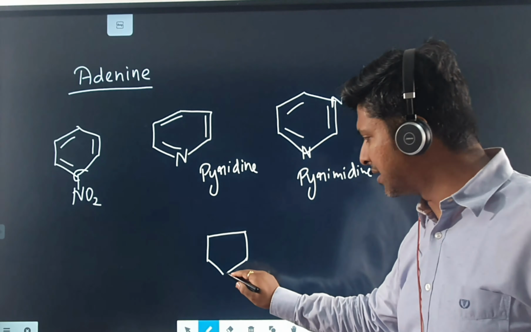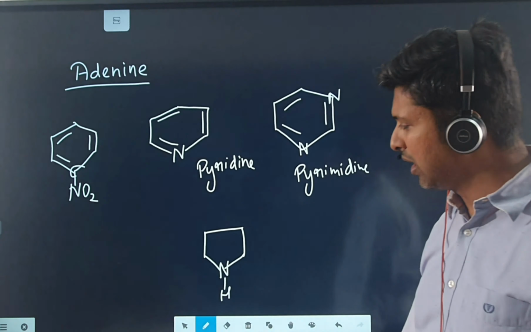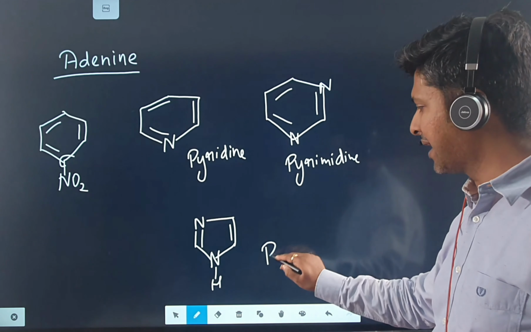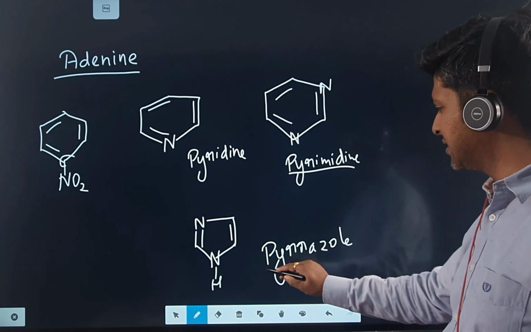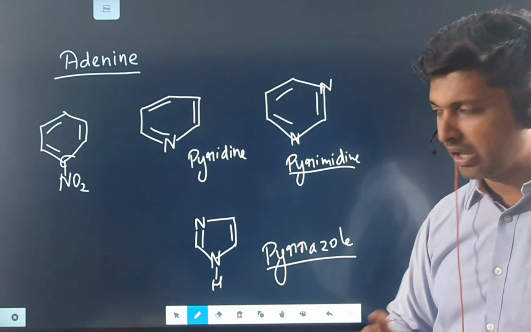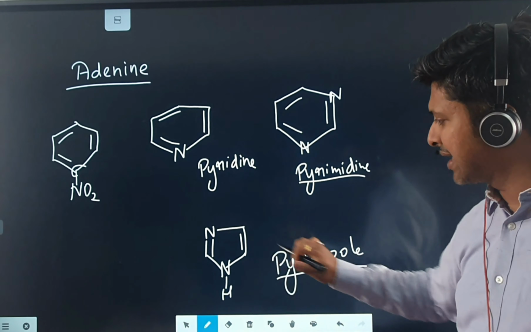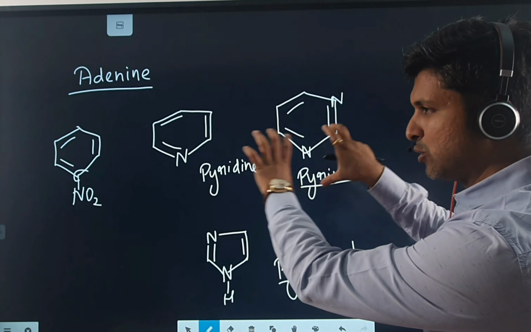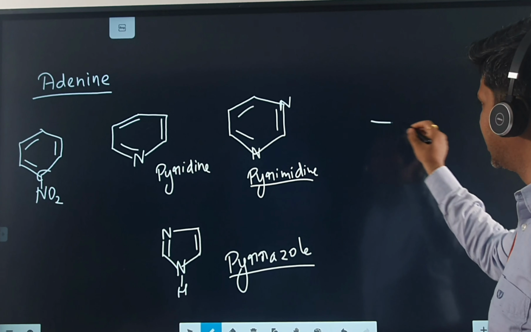Now take a 5-membered ring. You put 1 nitrogen in between, it becomes pyrrole. Then you put 1 more nitrogen here, by replacing a carbon, it becomes pyrazole. So this was pyrimidine, this is pyrazole. Now you fuse, I'm not saying join, you fuse pyrazole and pyrimidine together, and what structure you get is the purine. So have a look over here.